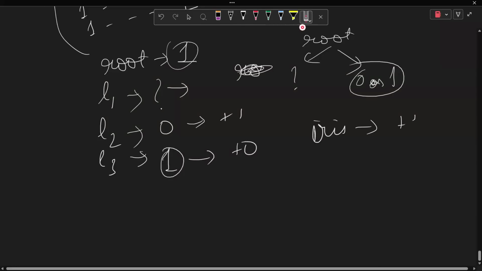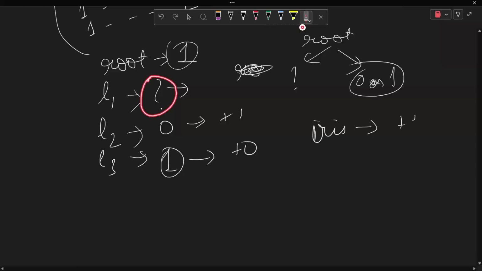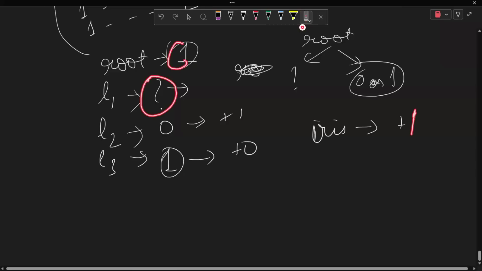So if Iris gets to replace this question mark, he knows the value of the root. He would always add a +1. If Dora gets to replace this question mark, he would add a +0 to the answer. So Dora would always just make some value that is equal to 1 and try to ignore this leaf. And Iris would try to add a +1 to the answer.